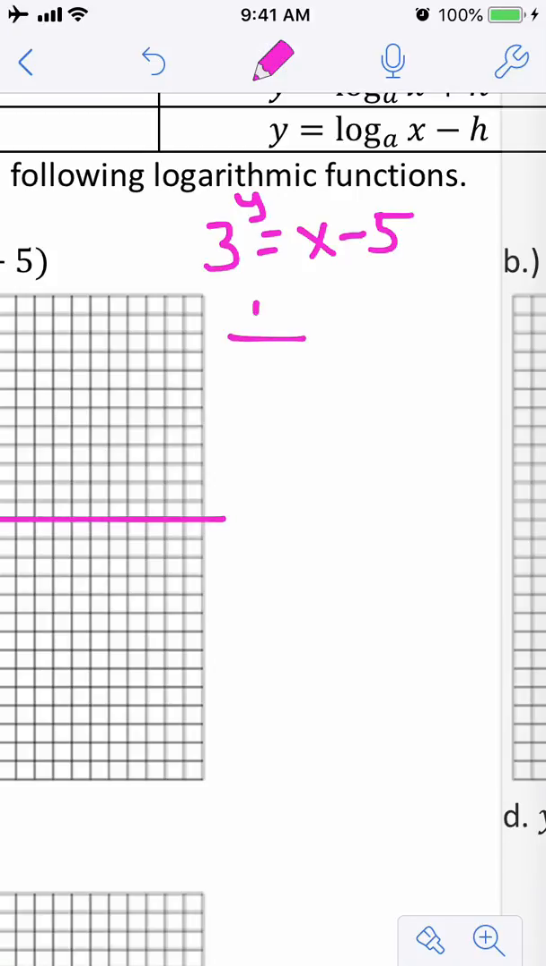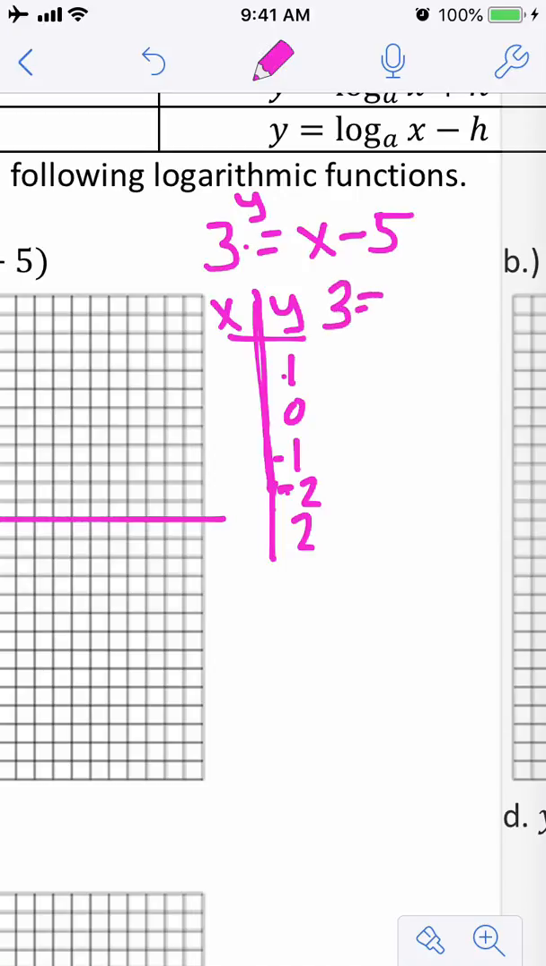So let's make our table. We have x and y. We're again going to choose the y's, because that's going to be a lot easier than trying to choose the x's and finding the exponents, right? It's hard to find exponents. So we're going to use the exponents. We're going to choose 1, 0, and negative 1. I'm even going to choose negative 2 and 2 as well, because I want to really see what this looks like.